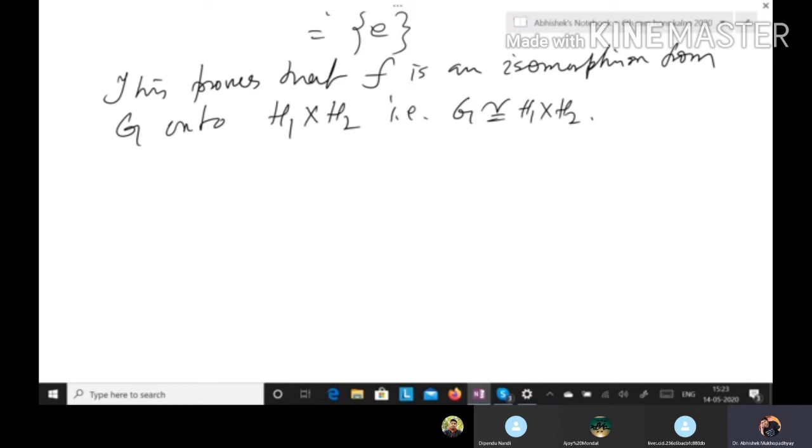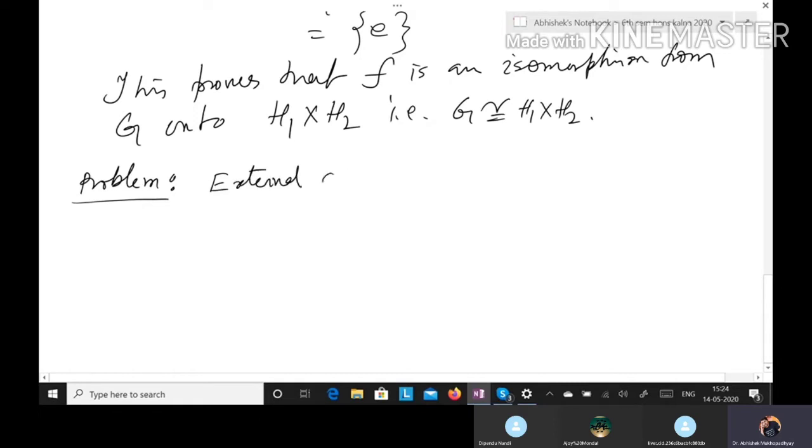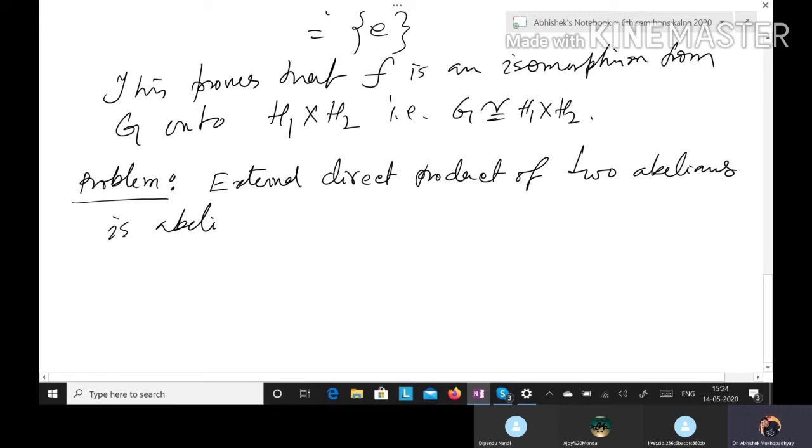Now the first problem we should investigate is: is it true that the external direct product of two abelian groups will be abelian or not? So this is the question.